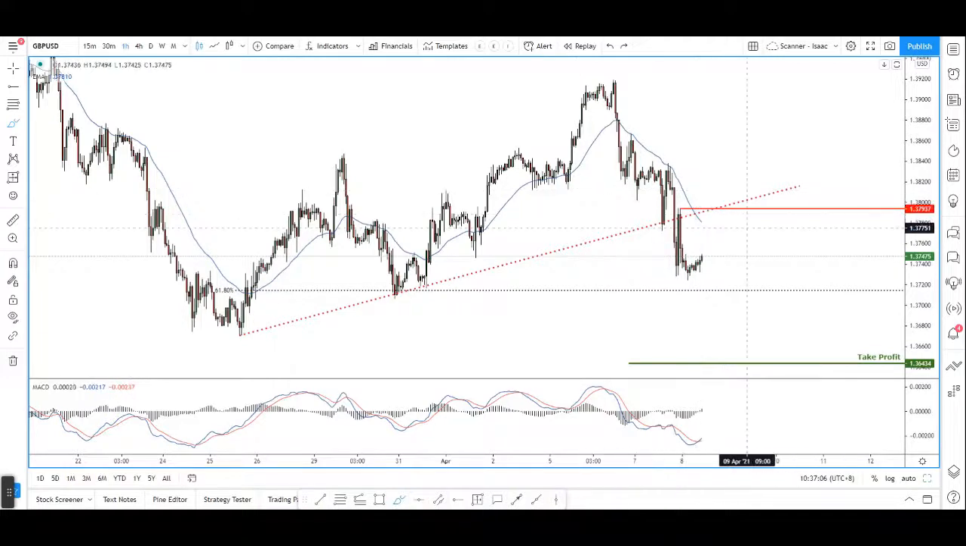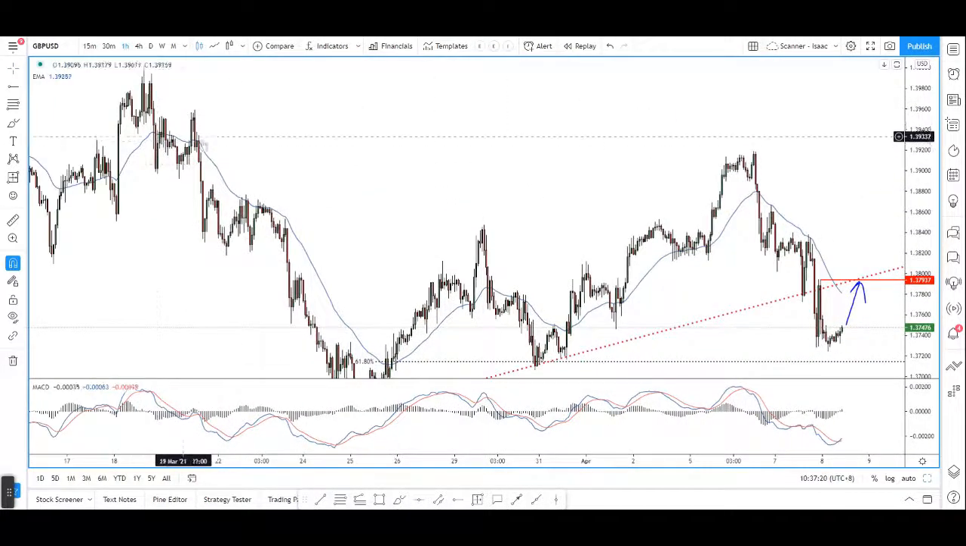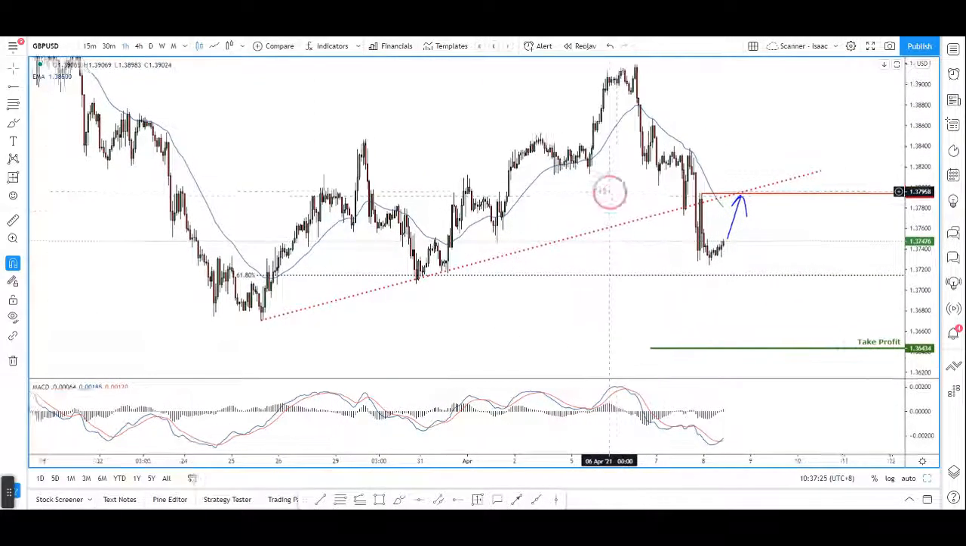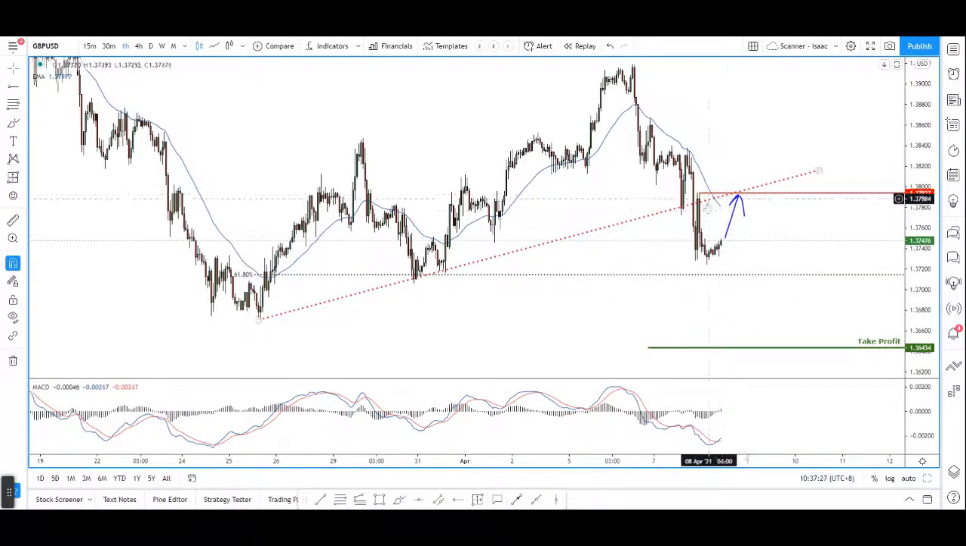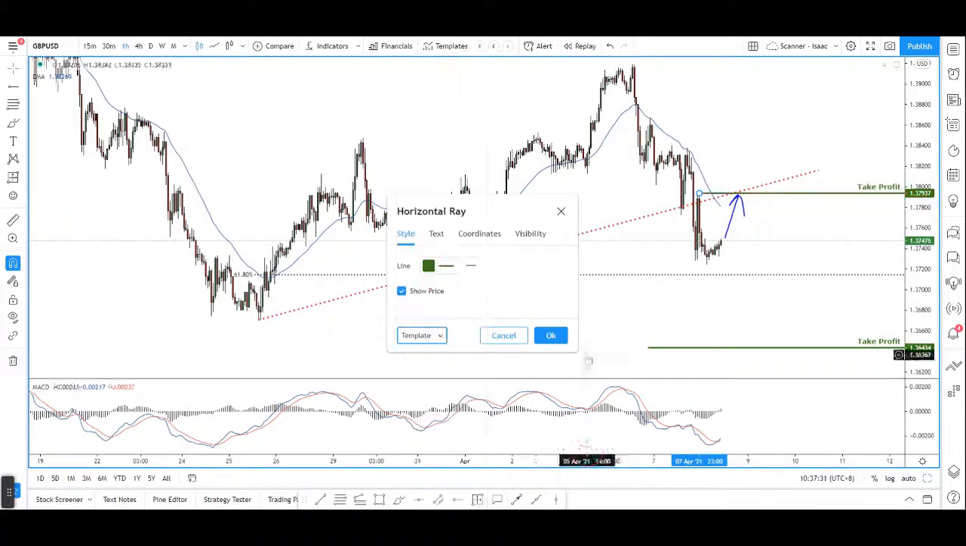So this is the opportunity that we are looking at intraday. Let's go ahead and tidy up the elements as well. The 34 EMA seems like a good moving average to use because it's holding price in a downtrend. It's also holding price well in an uptrend. So we can expect price to come back to test this moving average resistance.